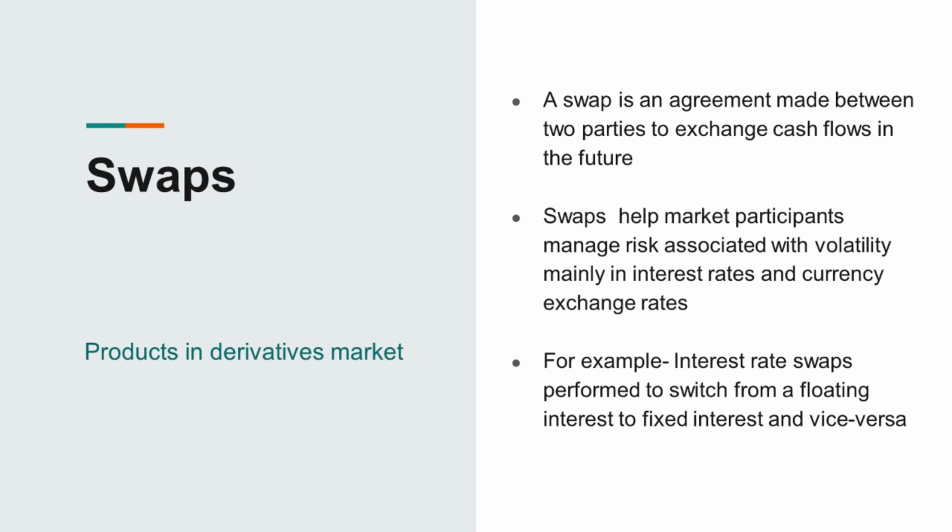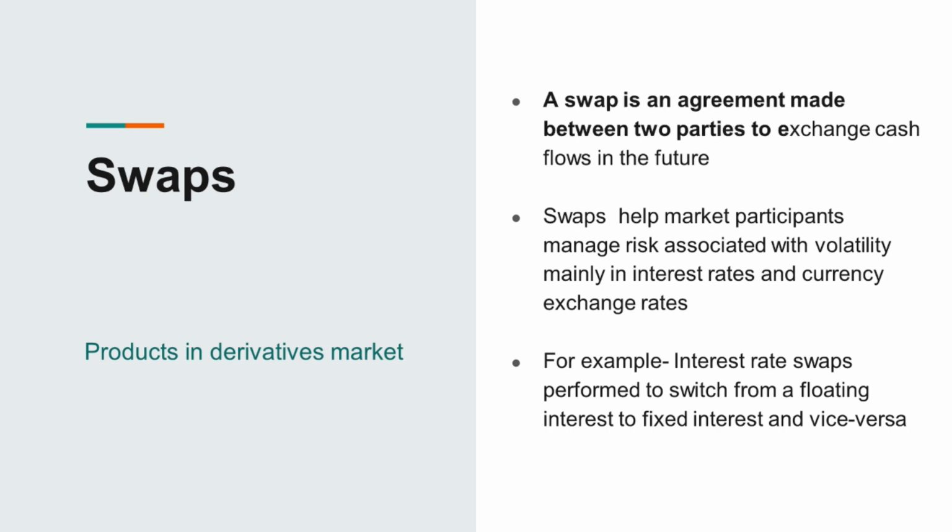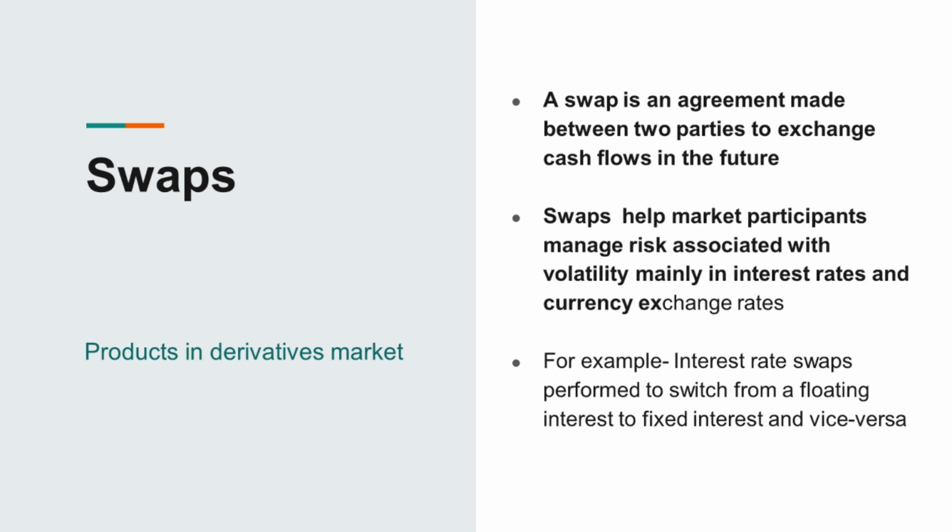Let's have a look at swaps. A swap is an agreement made between two parties to exchange cash flows in the future. Swaps help market participants manage risk associated with volatility, mainly in interest rates and currency exchange rates. So swaps are mainly a kind of agreement between two parties to exchange their cash flows. Two of the major swaps which exist in our derivatives market are interest rate swaps and currency swaps.